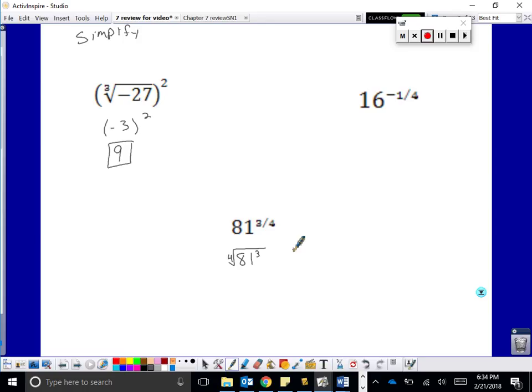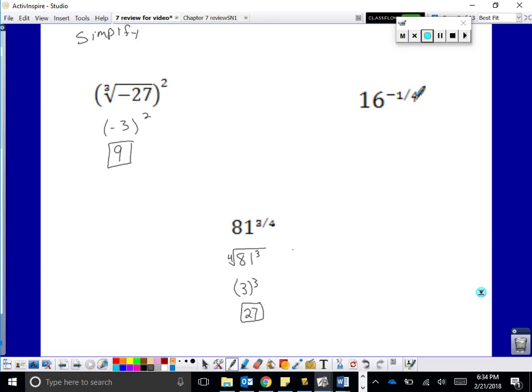Now we want to be smart about this since you don't have a calculator. I definitely don't want to take 81 cubed and then take the 4th root. Remember, the order doesn't matter, so what I want to do is try and make this smaller and then cube it. So the 4th root of 81 is 3. To the 3rd power is going to give me 27.